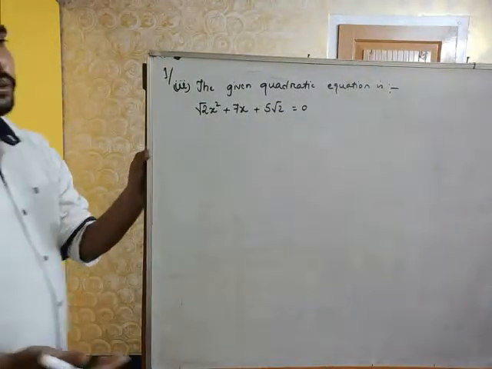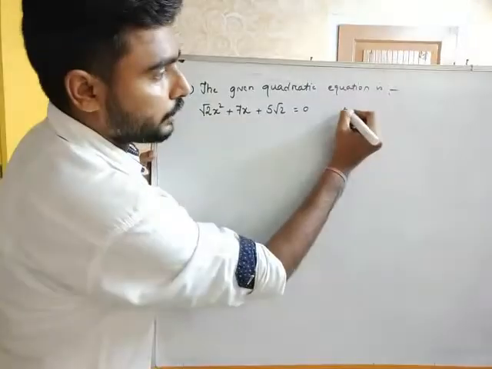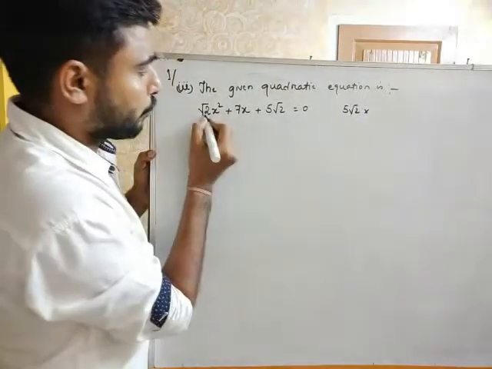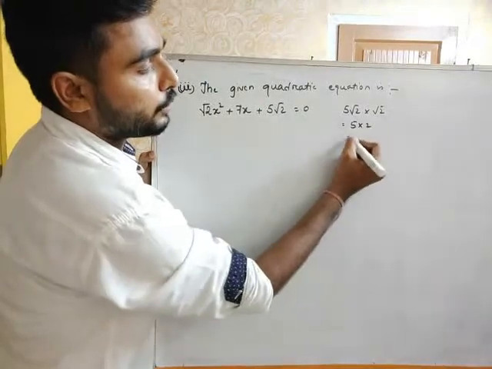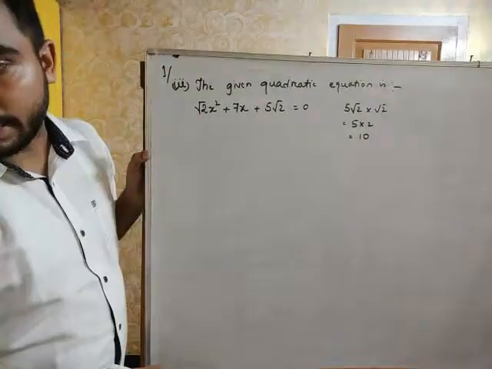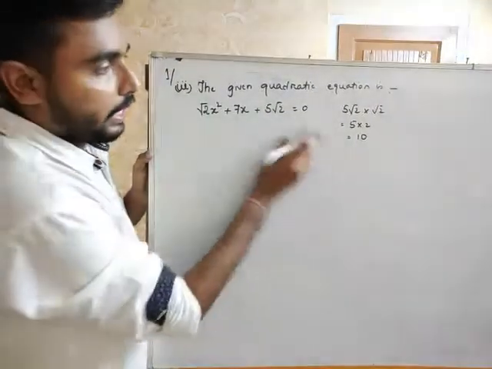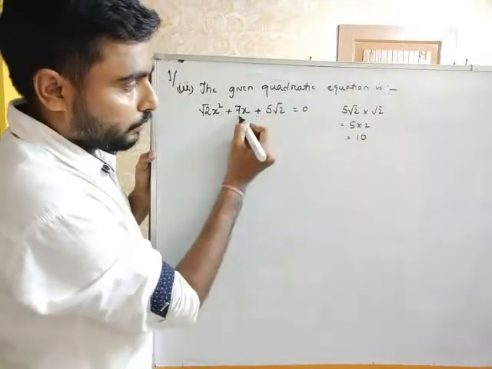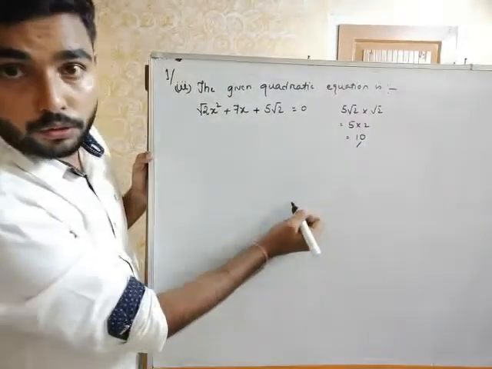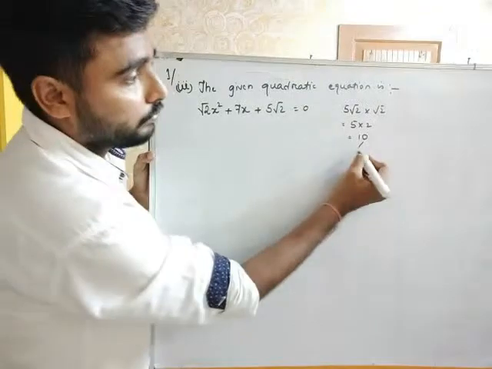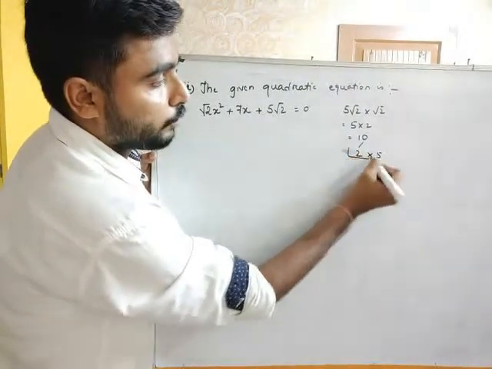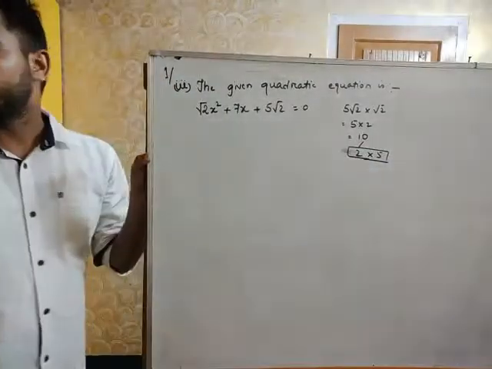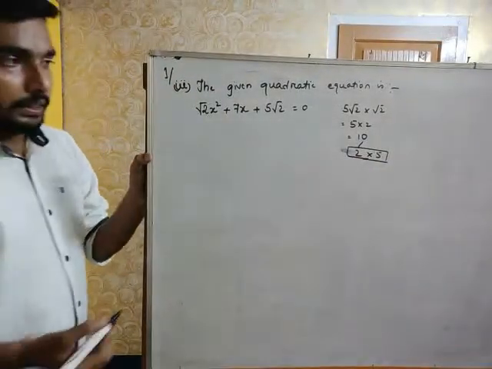So I told you, you have to see the constant term. What is the constant term? 5 root 2. And what is the coefficient of x square? Coefficient of x square is root 2. Root 2 into root 2 is 2. And 5 into 2 is 10. So we have to add the factors of 10 to get 7. 2 into 5 is 10 and 2 plus 5 is 7. So we got the factors which added give you 7.